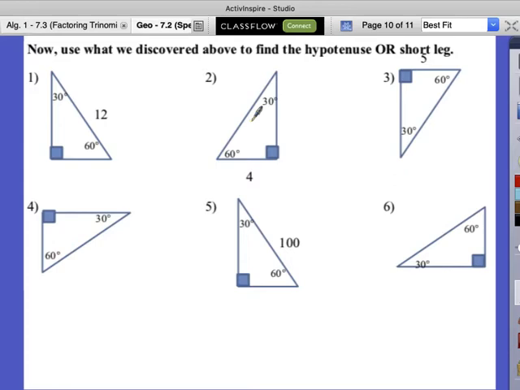Very good. You want to check? Yeah. You want to check?